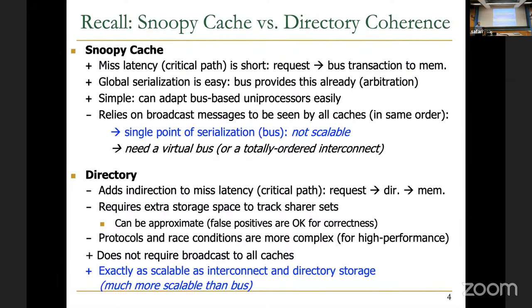In a Snoopy cache, we are actually relying on a bus interconnection network, which is the point of synchronization. Even though we can also try to design a virtual bus or totally ordered interconnect such that you can make sure that everyone sees your interconnection network from a broadcast point of view, basically, it's very hard to design that. And for directory also, we need an interconnection network such that cores can communicate to the directory instances. So interconnection network is an important part of Snoopy cache protocol and directory protocol.